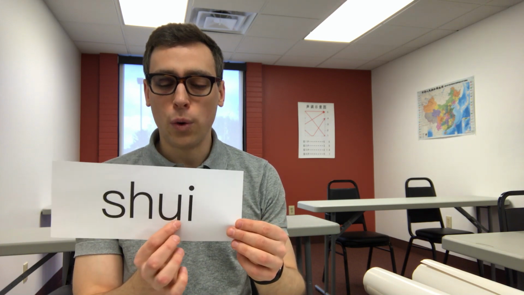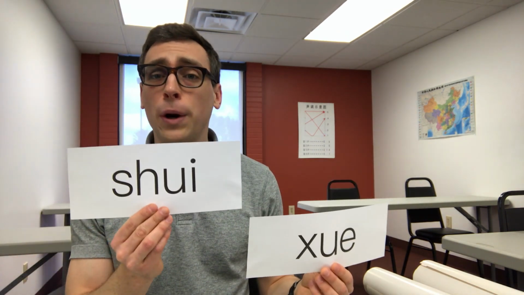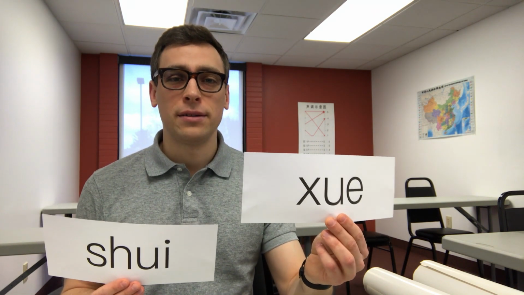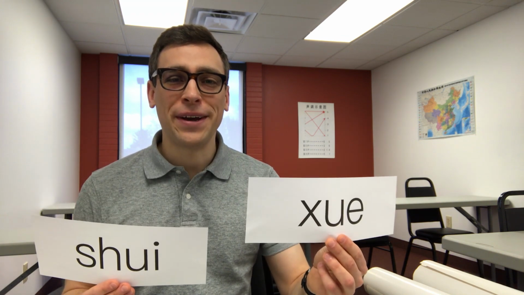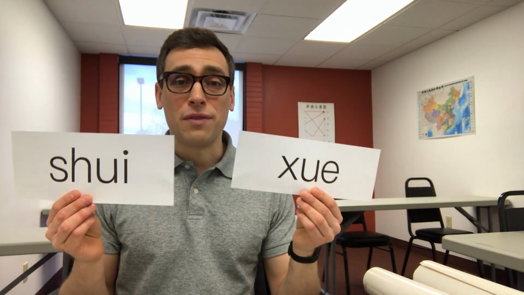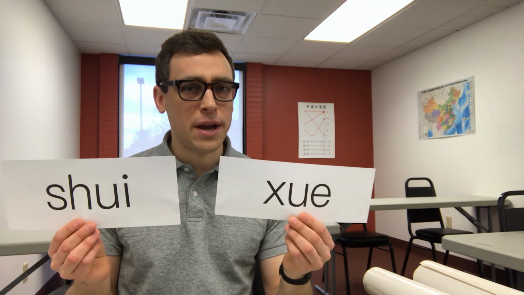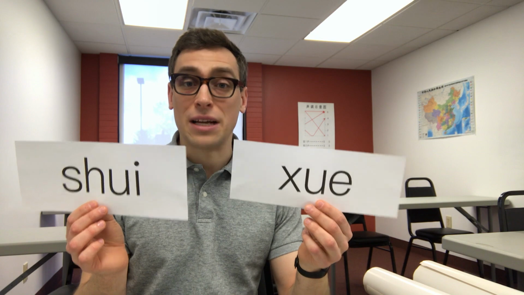Shui, shui, shui. Okay. Now back to back. Shui, xue, shui, xue. Hear the difference? Again, these two are very commonly interchanged for new learners of Mandarin. Make sure you stay on top of pronouncing them in distinct and correct ways.